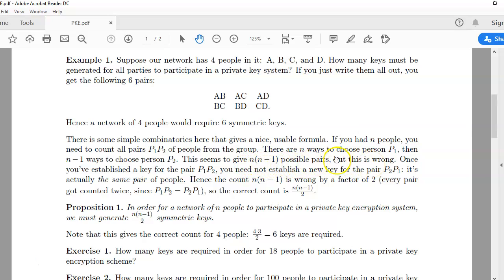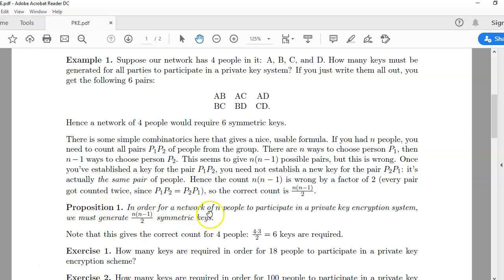And the reason it's wrong is because Alice and Bob are the same couple as Bob and Alice, right? So the pair of people P1, P2 is actually the same people as P2, P1. In other words, the count n times n minus 1 accidentally counted every single pair twice, so it's wrong by a factor of 2. It's a double count. So the way to fix that is to divide it by 2, and that's the right answer. So that gives us proposition 1.